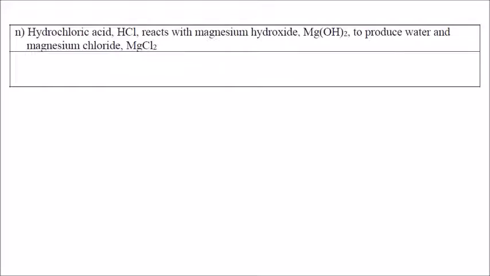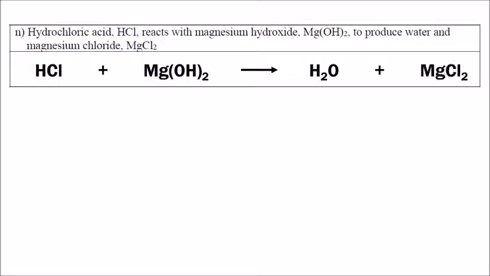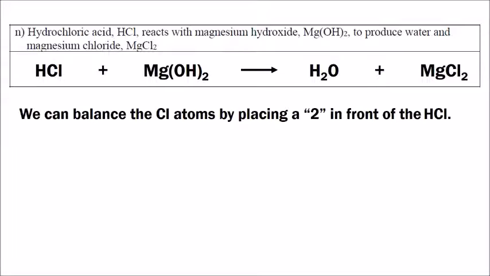Our next equation starts with hydrochloric acid, HCl. It reacts with magnesium hydroxide, Mg(OH)2. The products are water and magnesium chloride, MgCl2. Let's balance the chlorine atoms. We have 2 on the right. Let's put a 2 in front of the hydrochloric acid.